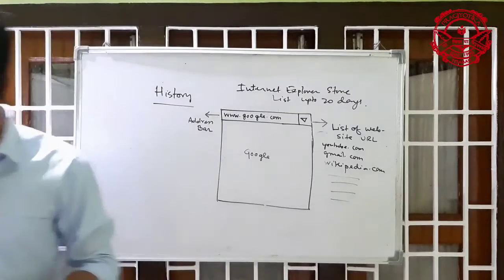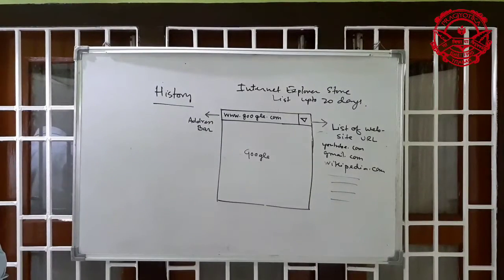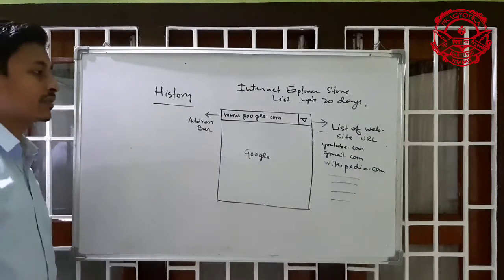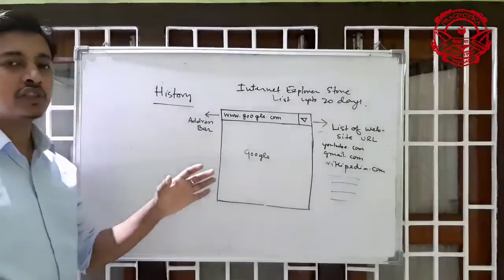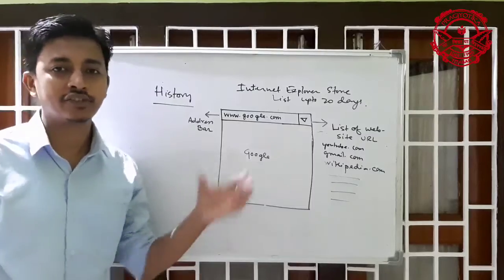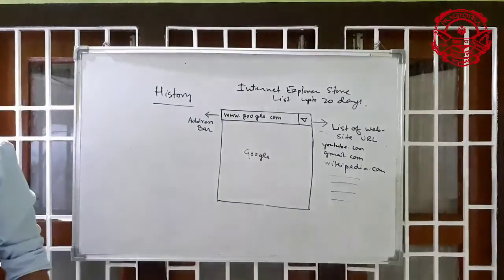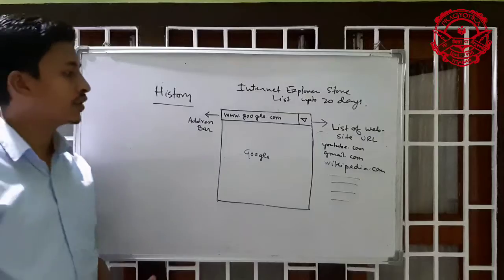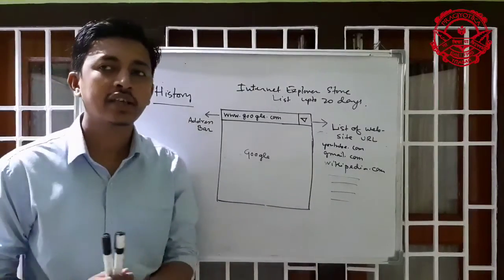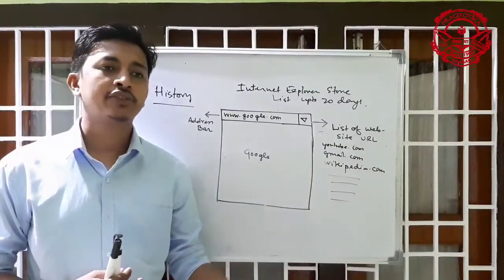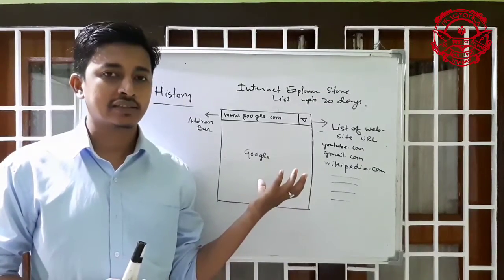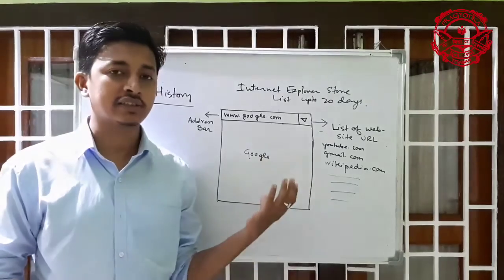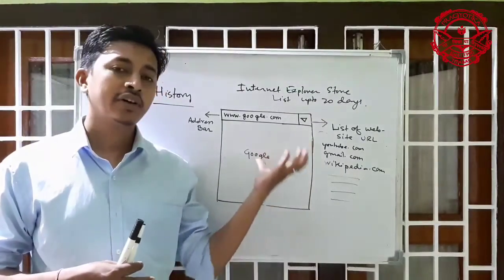This is the list of URLs of websites visited over a fixed period of time. So this is called the history of the website names. History is so important because with the help of history we can view information, like what we did in the last 20 days.